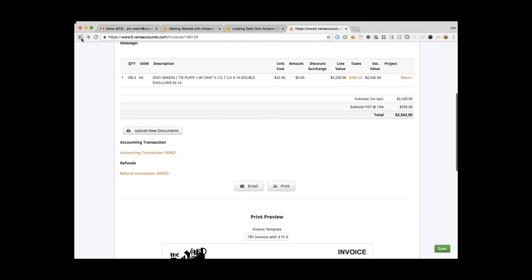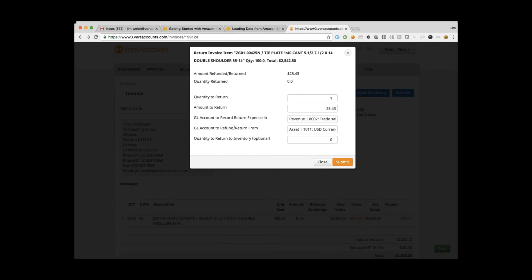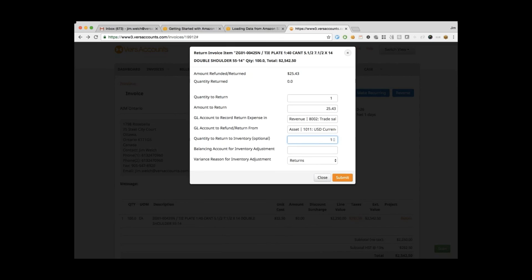Now let's take another example where we take another unit back, but we're going to return it to inventory. So I'm going to call up that window again. Same thing again here. We're decreasing revenue by 25.43. We're giving away cash from our cash account, and I'm going to move this up to 1, and so the quantity to return to inventory is going to be 1.